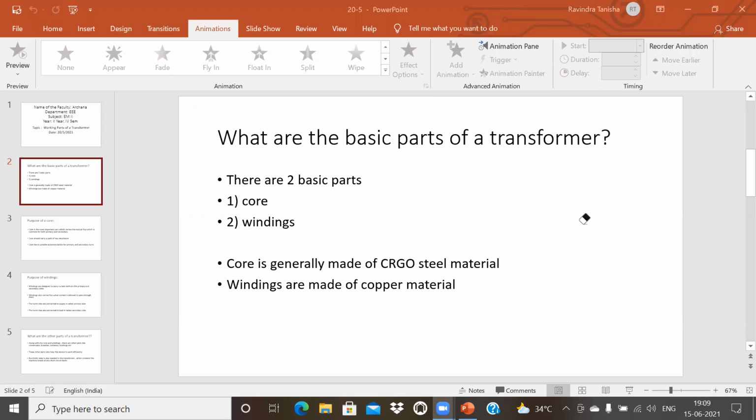Because the core should provide a path of low reluctance, and only a few materials can provide a path of low reluctance. For example, CRGO steel can provide a path of low reluctance. Similarly, the winding part, generally anywhere, winding means it should be a conductive material. So copper is chosen for the construction of the winding part.